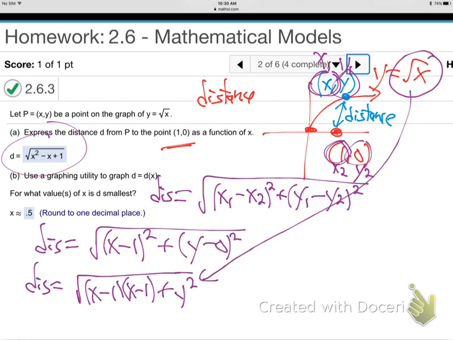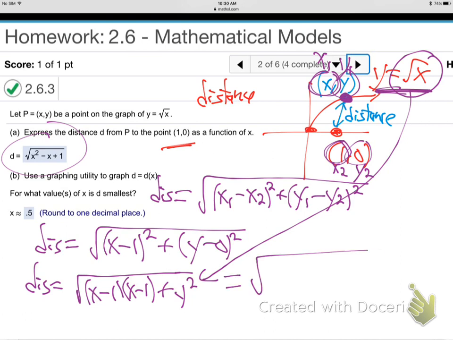Square root x. So remember what we do. We always do that, and then we plug in the function, because that point x, y isn't just any point x, y. It's on the graph y equals root x. So the y value of that point equals the square root of the x value. So we can plug that in.